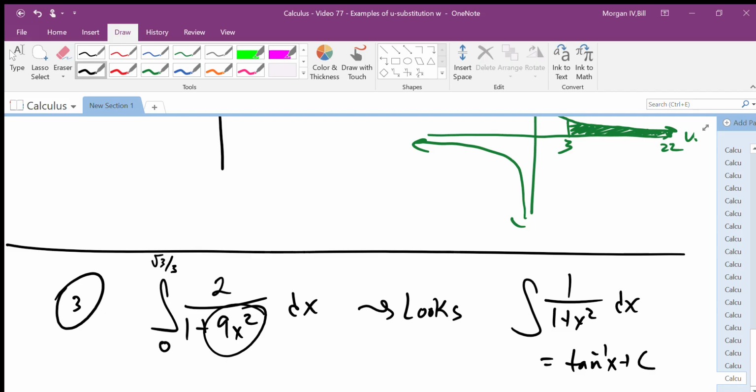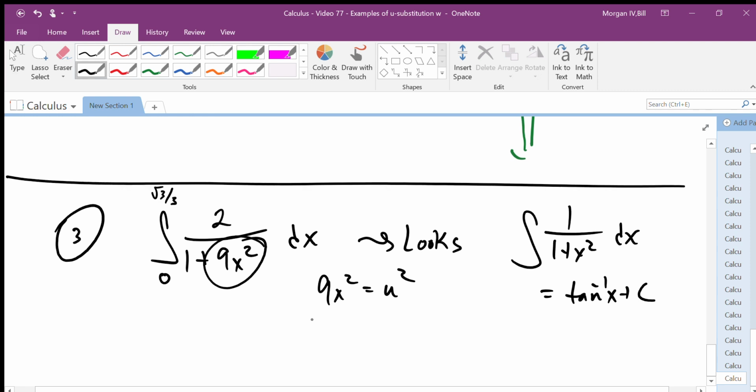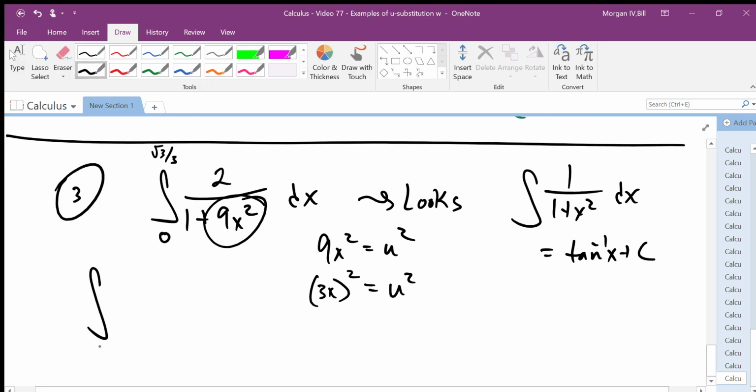So the line of thinking is, if 9x squared needs to be u squared, what squared gives me 9x squared? If I have 3x and I square that, that would be 9x squared. So instead of 1 plus 9x squared, think of it like this: from 0 to root 3 over 3, 1 plus parentheses 3x that's being squared.